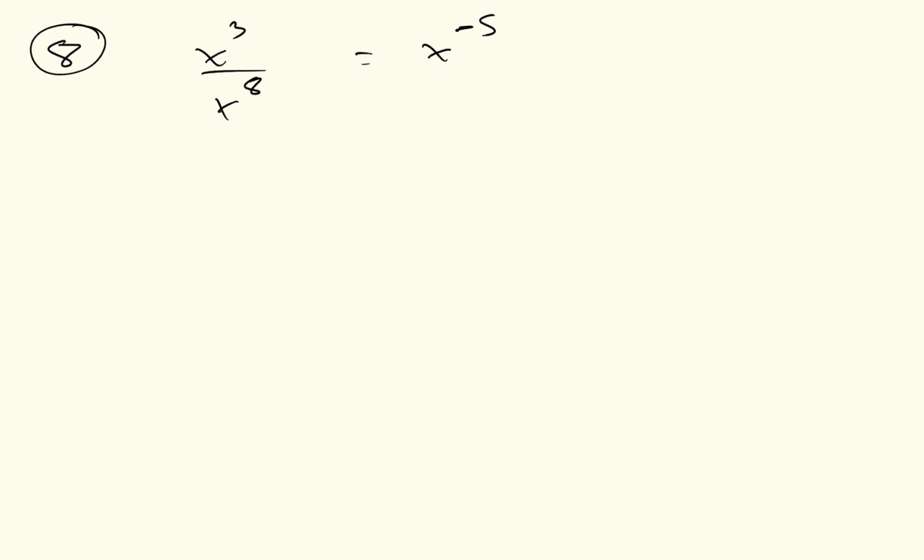Now, that's not simplified. That's kind of ugly. X to the negative 5 is the correct answer, but it's also equal to the same thing as 1 over x to the 5. So both those answers work, but usually 1 over x to the 5 is considered more correct.